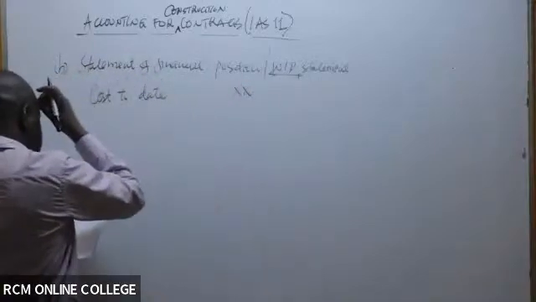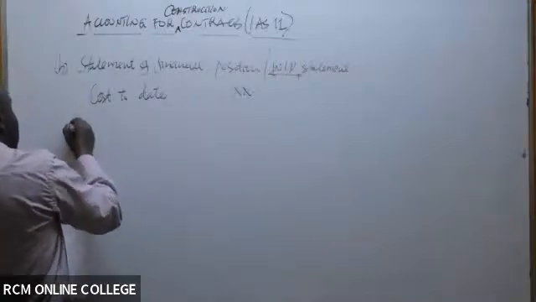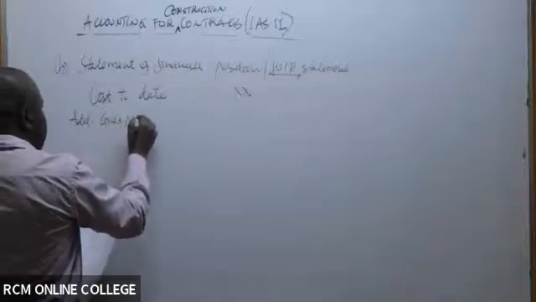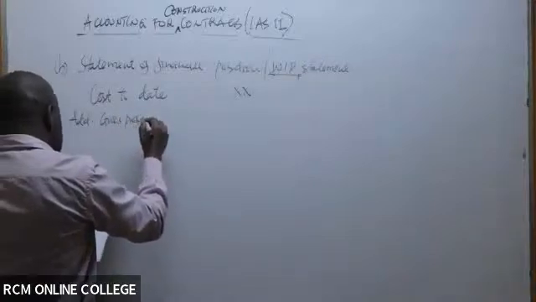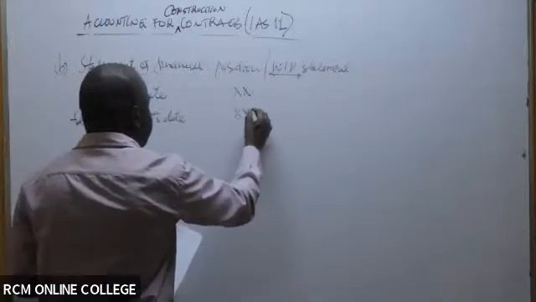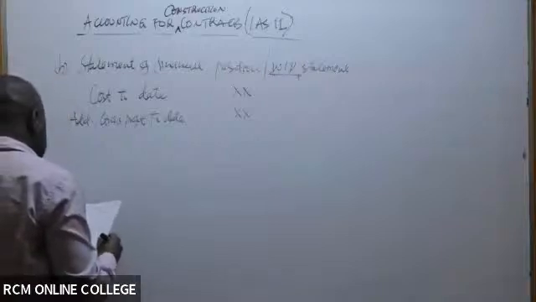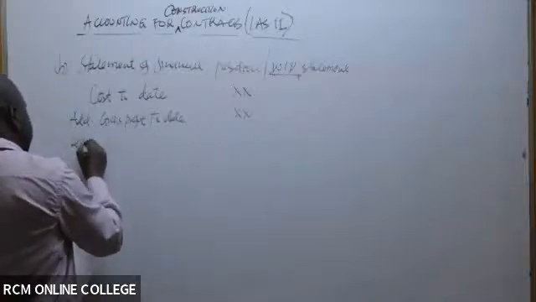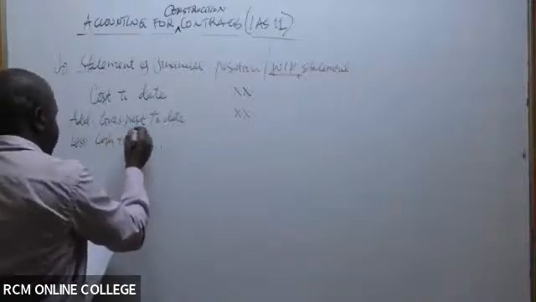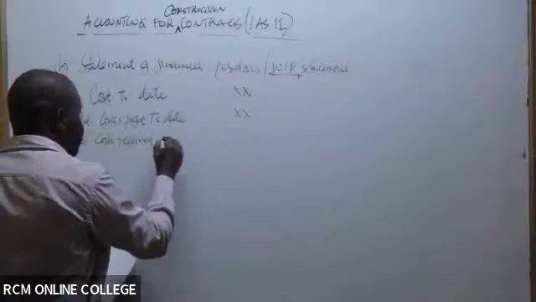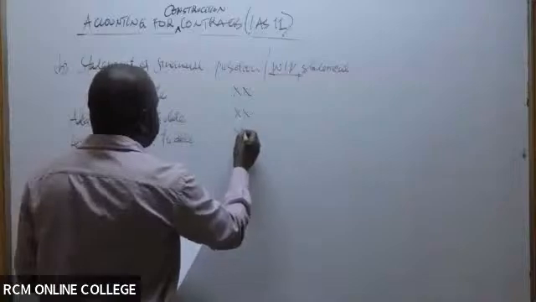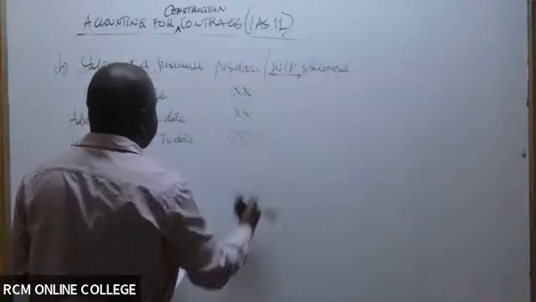Cost to date. Then you add gross profit to date. Then you less the cash you've received. You less cash received to date. Ile pesa umeshalipo to date. Cash received to date. You less cash you received to date.